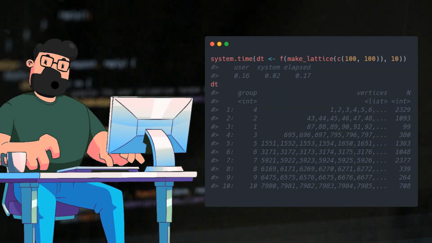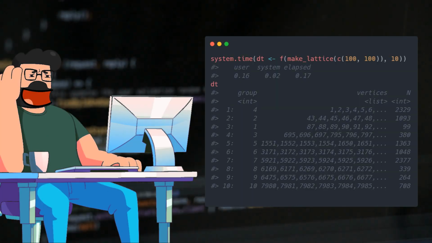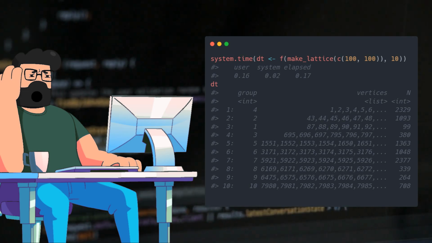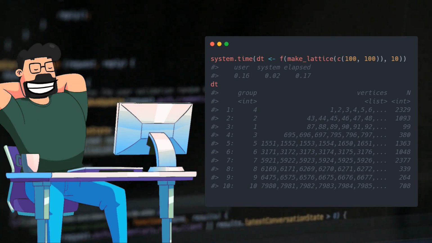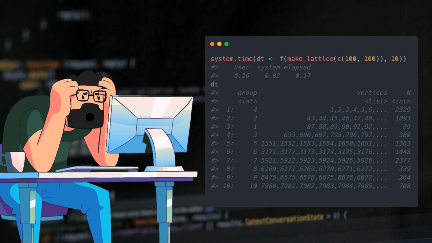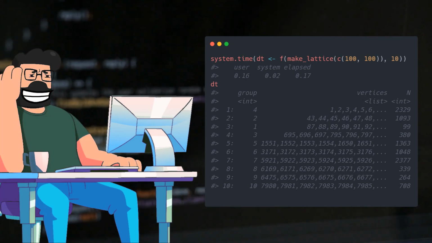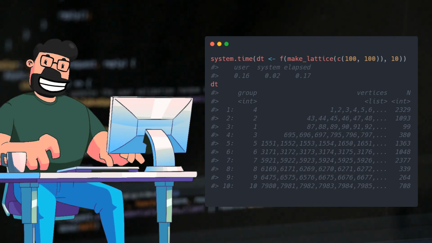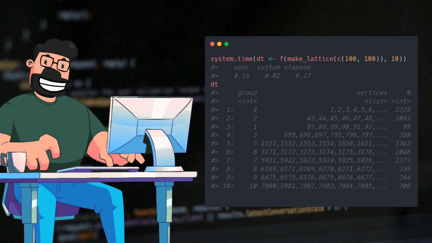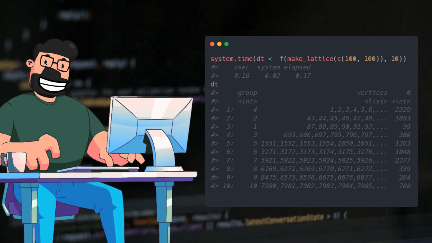To put the solution to the test, we ran a performance check on a larger 100 by 100 grid, partitioning it into 10 groups. The function performed admirably, swiftly dividing the extensive graph into distinct subgroups with efficiency. The resulting subgraphs are well defined and maintain the connectivity of the original network.